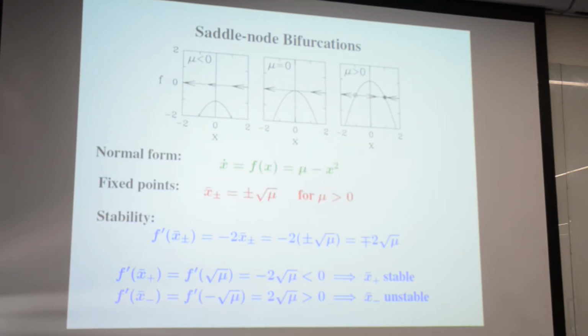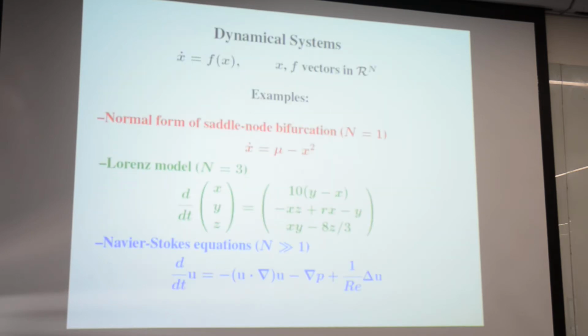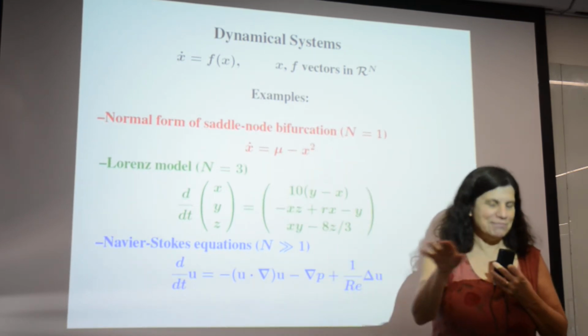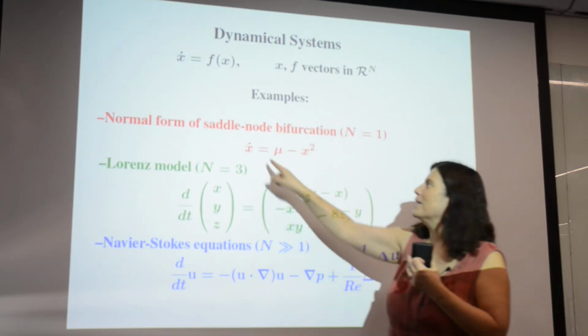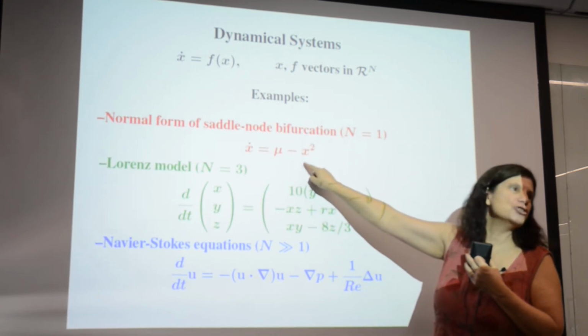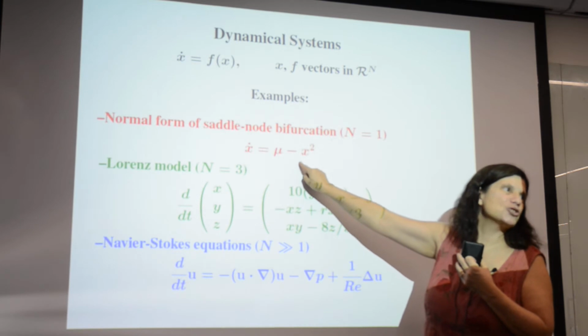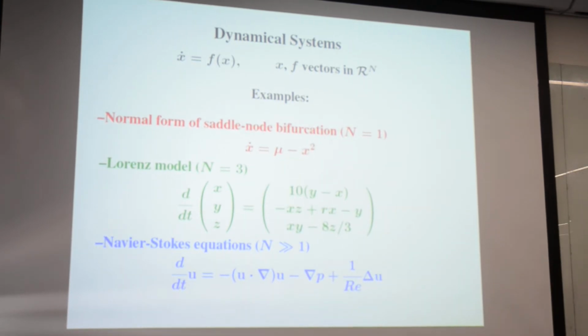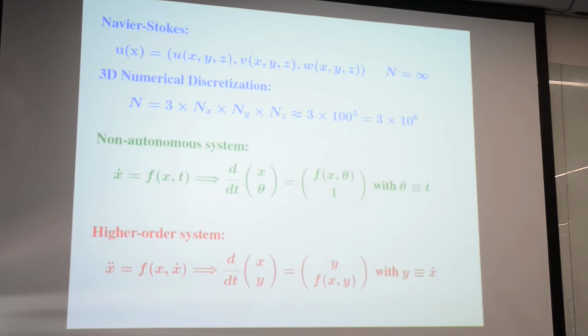Now, that's not very interesting, and I said that we were going to look here. Well, no, it's interesting, but it's finished. Now we know everything about it. Now we're going to go to a system that might have more than one solution, because of the x squared. And so we're going to look at this normal form of the saddle node bifurcation. We're going to look at x dot equals mu minus x squared.